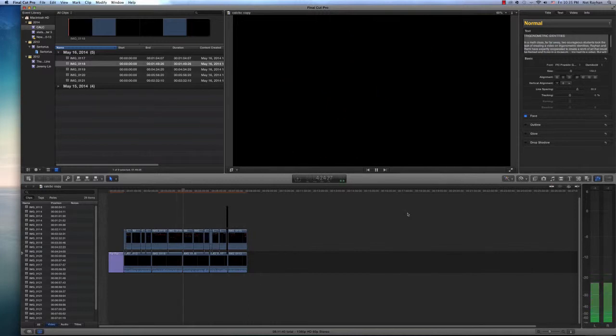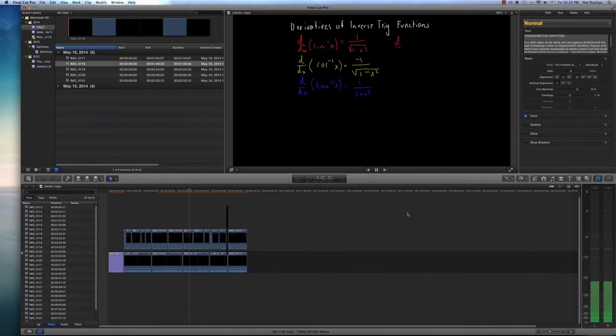So now we'll be looking at the derivatives of the inverse trig functions. The derivative of arcsine is 1 over root 1 minus x squared. The derivative of arccosine is negative 1 over root 1 minus x squared. The derivative of arctangent is 1 over 1 plus x squared. Of course, the cosecant, secant, and cotangent all have their corresponding inverse function, which you can see on the screen.